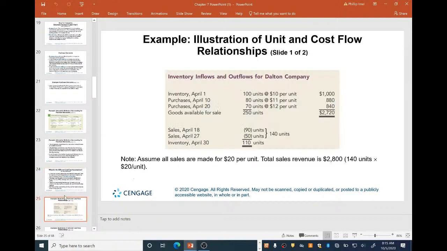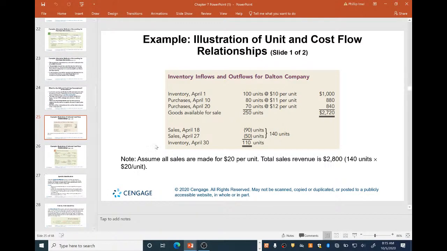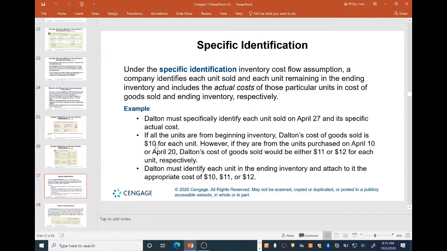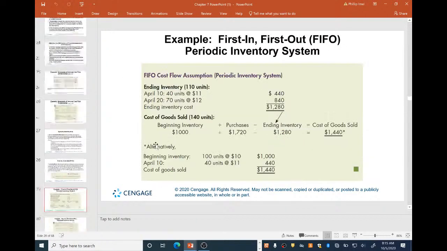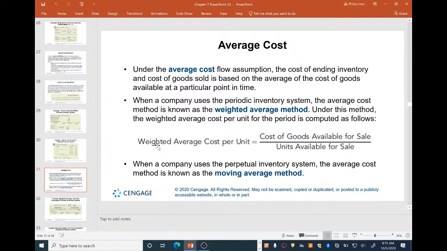So let's see here. We'll get into some problems. We're going to work through some specific identification. Like I said, that's specifically identifying. I'd rather do our own ones.